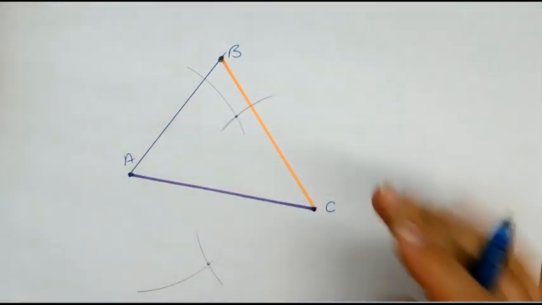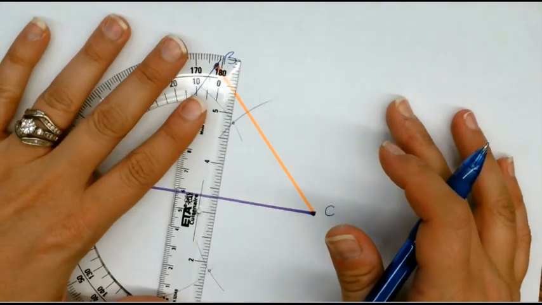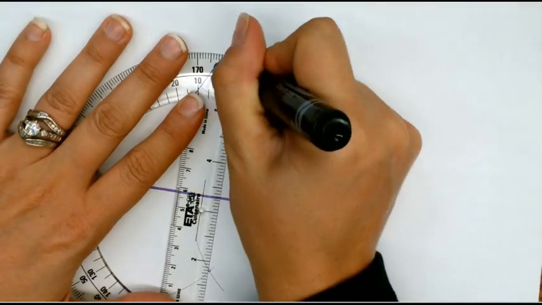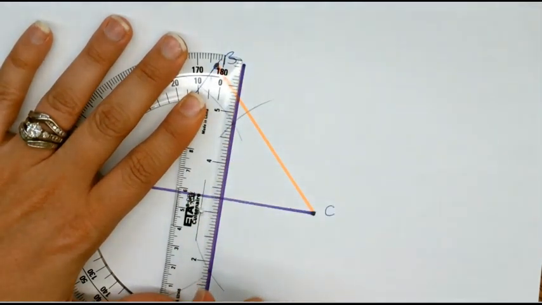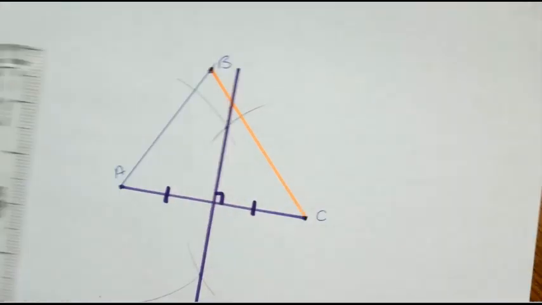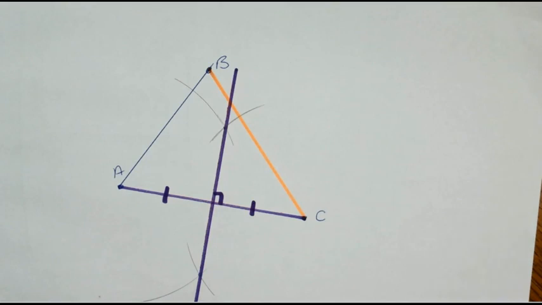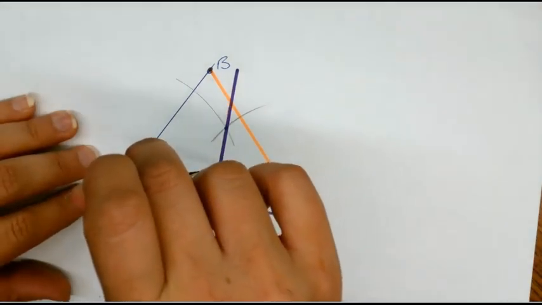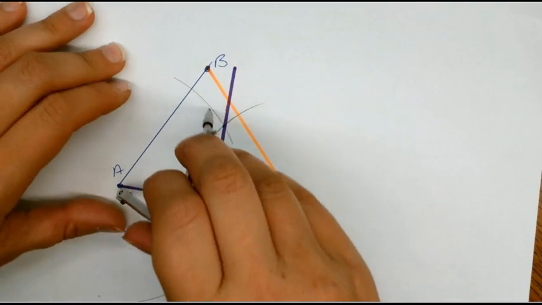So I can draw a line connecting these 2 points. And this is a perpendicular bisector of AC. So now I'm going to move to another side. So I'm going to put my point on this A. I'm going to open it up a little bit more than half, go like this, arc above.